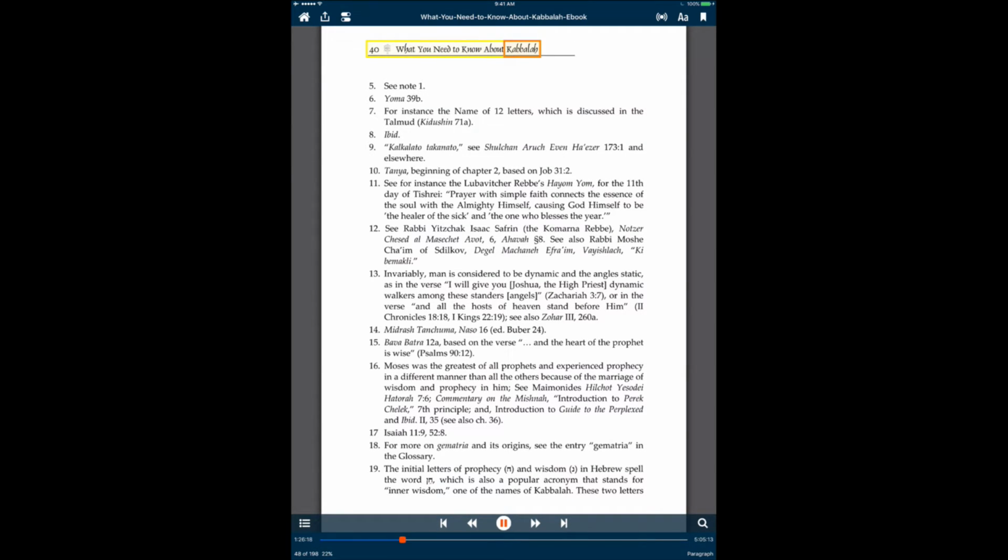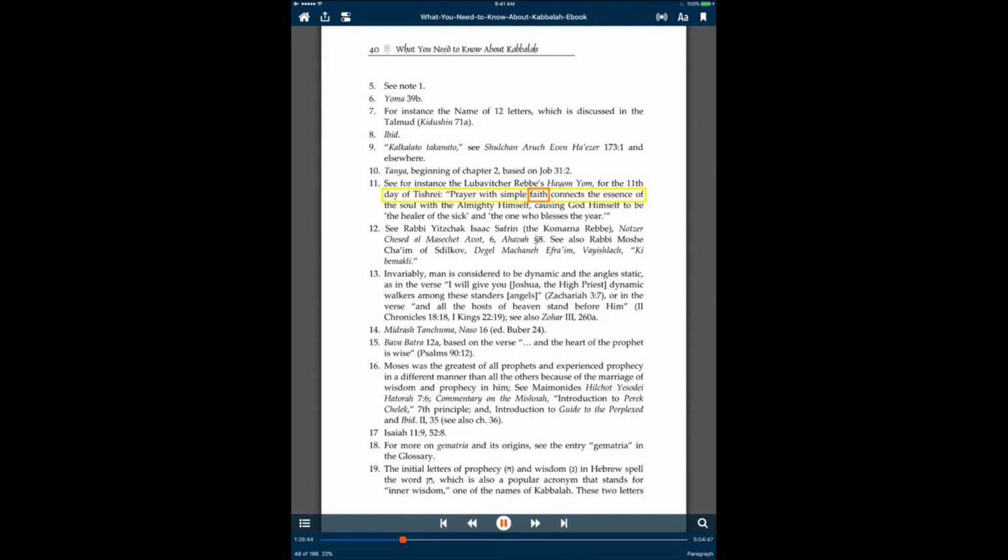5. See Note 1. 6. Yoma 39b. 7. For instance, the name of 12 letters, which is discussed in the Talmud, Kiddushin 71a. 8. Ibid. 9. Kol Kalkalato Takanato, see Shulchan Aruch Even HaEzer 173:1 and elsewhere. 10. Tanya, beginning of chapter 2, based on Job 31:2. 11. See for instance the Lubavitcher Rebbe's Hayom Yom, for the 11th day of Tishrei.